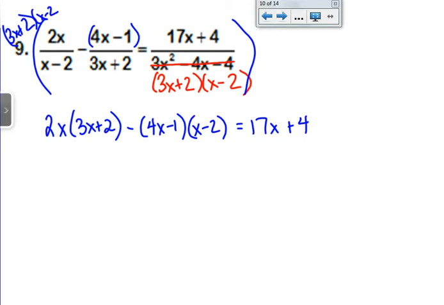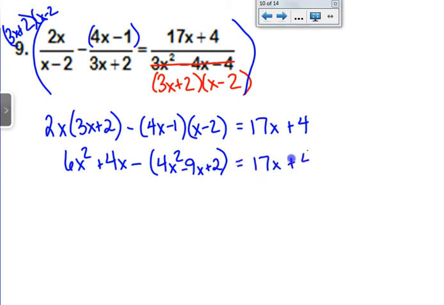Okay, big, ugly quadratic. We're going to go ahead and distribute the 2x, so 6x squared plus 4x. And now I'm going to keep the negative in front. I'm going to quickly FOIL this problem together. So 4x squared, let's see, minus 8 minus 1 is minus 9x, and then plus 2 equals 17x plus 4.